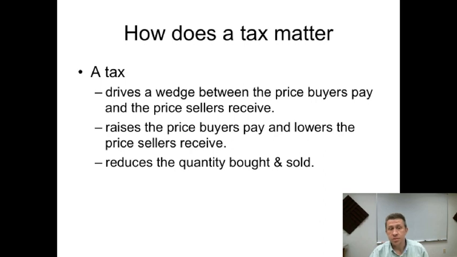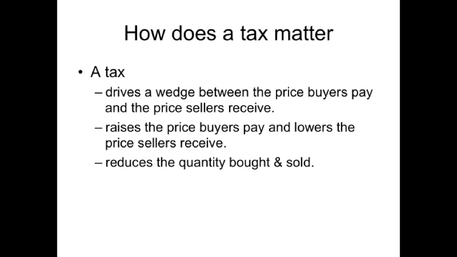Well, what is that going to do? As price goes up, the law of demand says quantity demanded drops. As the price drops, the law of supply says quantity supplied drops. Suppliers are getting less, buyers are paying more. The quantity is going to decrease with the tax.